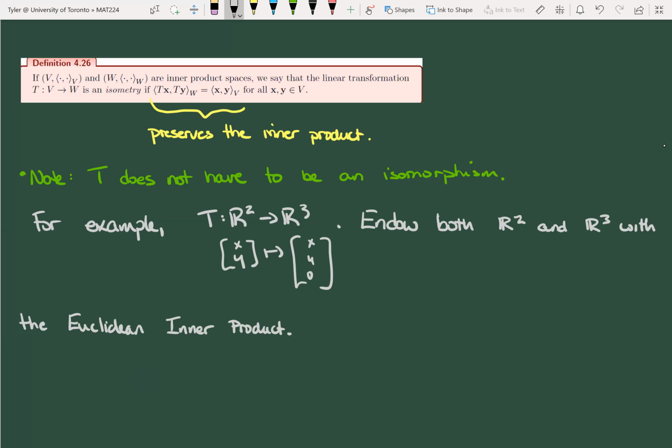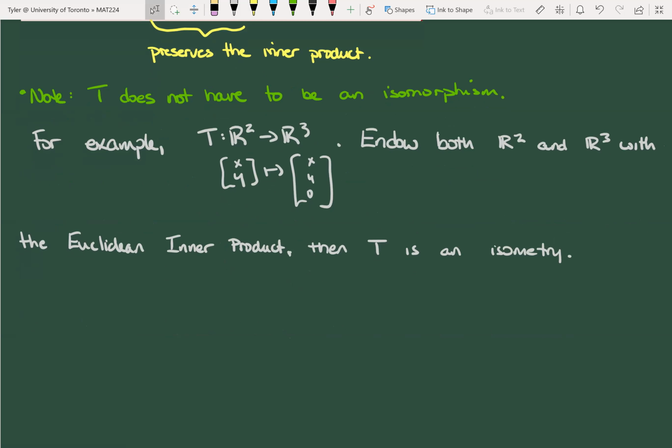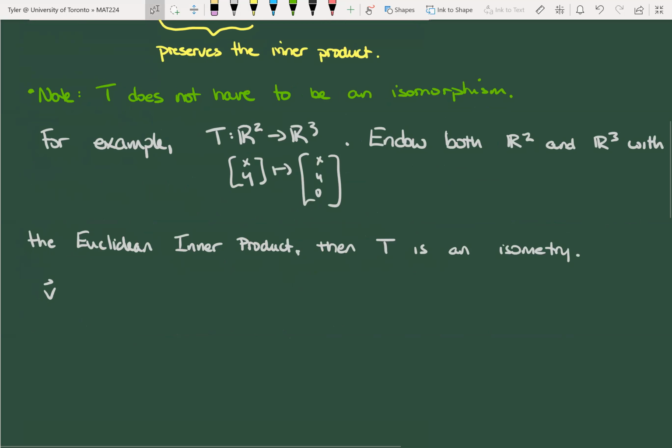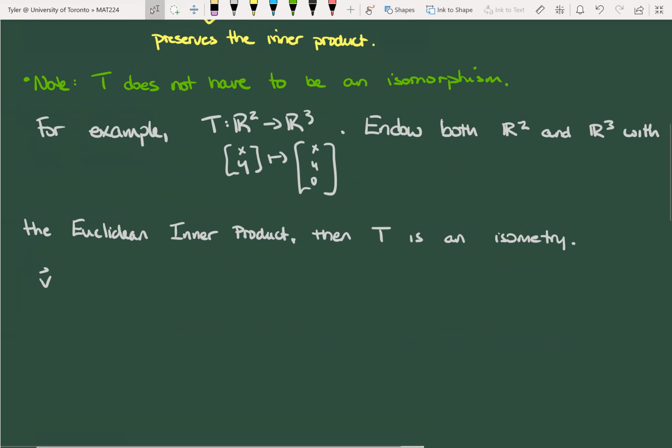Okay, so T is an isometry. Right? And you can just check, that's not particularly hard. And I'll give you a condition in a second to check this even faster. But let's say V is (x1, y1), W is (x2, y2), right? The thing that we want to check is that the inner product of V and W is the same as the inner product of TV and TW.